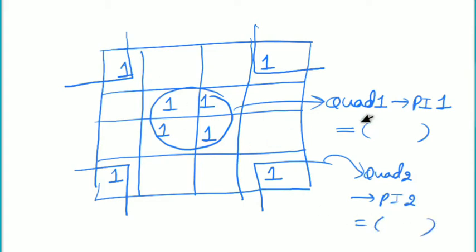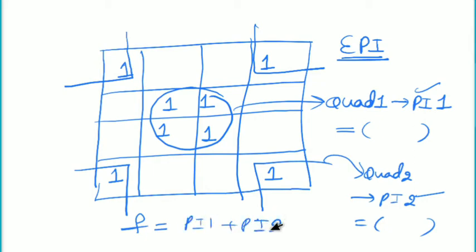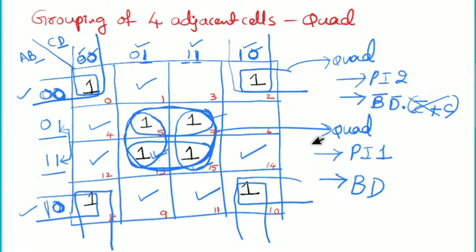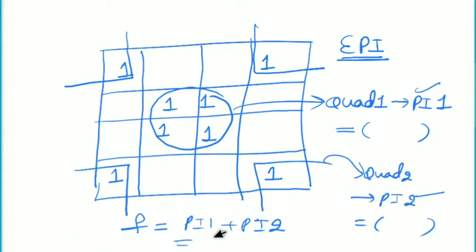For this example, these 2 prime implicants are essential only. These 2 are essential prime implicants. So the final expression F equals prime implicant 1 plus prime implicant 2. These 2 are essential, and you need to write down these values. What are those? BD and B bar D bar. BD plus B bar D bar, which is nothing but B XNOR D. So let us consider one more example randomly.